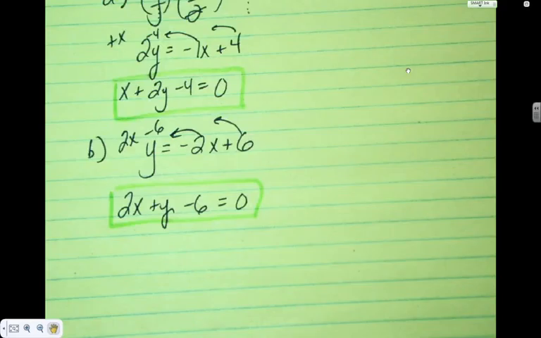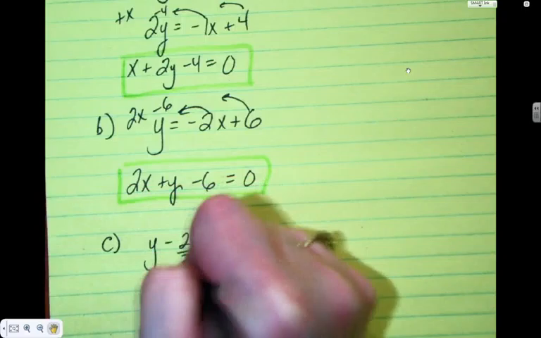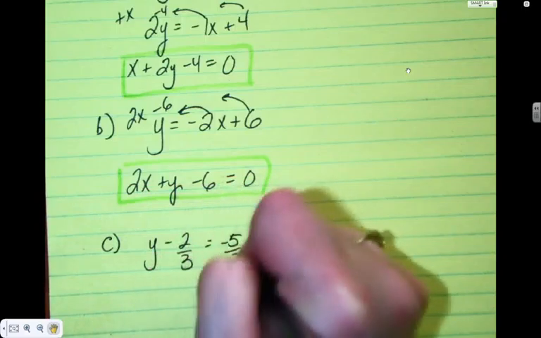Show me your thumb so far. Getting it, getting it, getting it. Good. Okay, let's do a nasty one with fractions. I know, I hate them too.